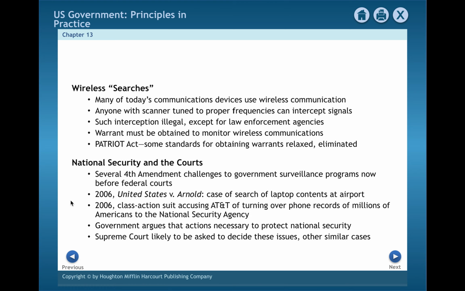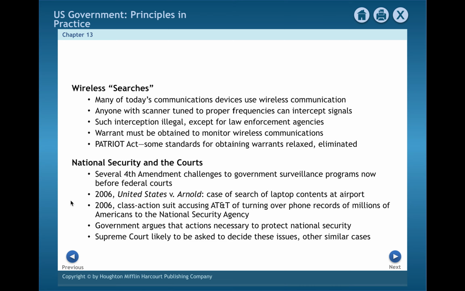In 2006, the Electronic Frontier Foundation, a communications watchdog group, filed a class action lawsuit in federal court against AT&T because they would turn over phone records of millions of Americans to the NSA. And so this was upsetting to a lot of people, hence the class action lawsuit. And the government argues that some actions are necessary in order to protect national security.